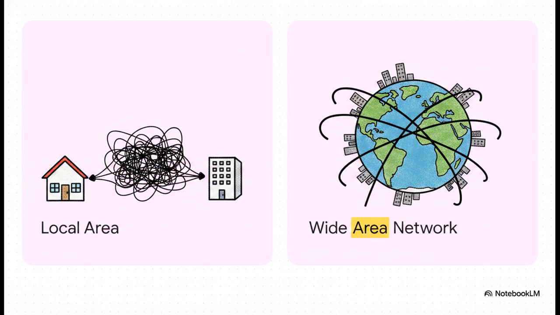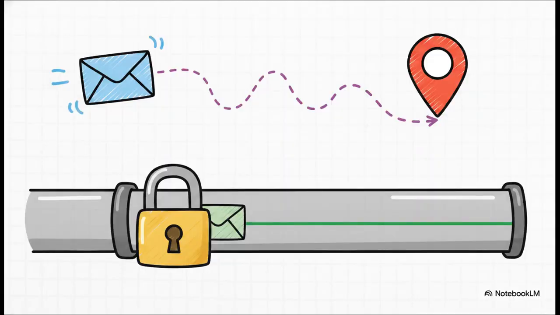This is small-scale stuff. It connects devices in your single home or your specific office building, kind of like the waitstaff moving through one single restaurant. But a WAN, a wide area network, covers massive geographical areas. The internet itself is the ultimate wide area network, connecting LANs all over the globe like a giant international delivery fleet.